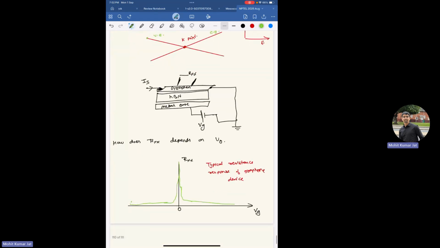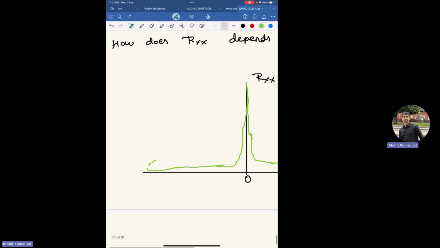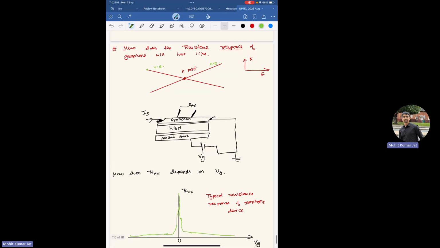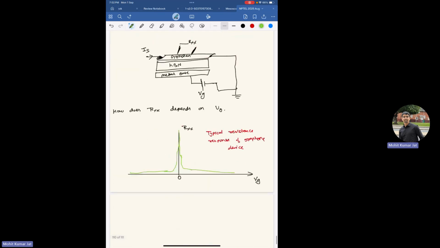So this is the typical resistance response of the graphene device, and from here, by noticing the position of VG at which the RXX is peaking, you determine where your Dirac point is. So that's the typical resistance response of the device.